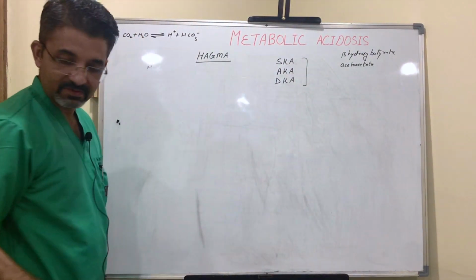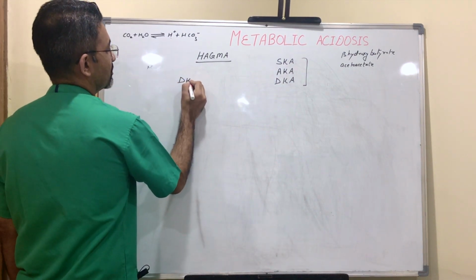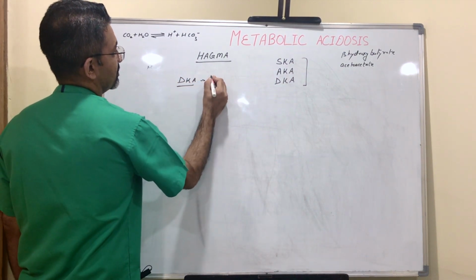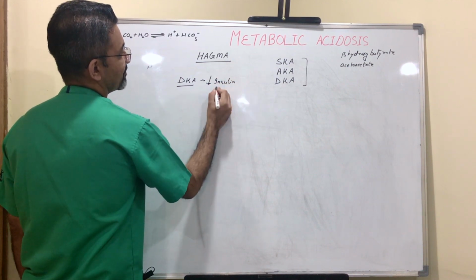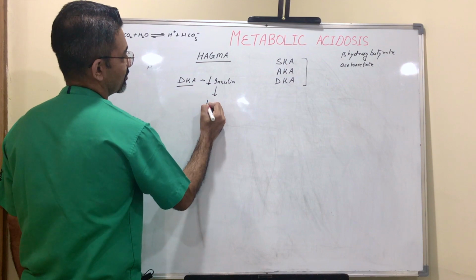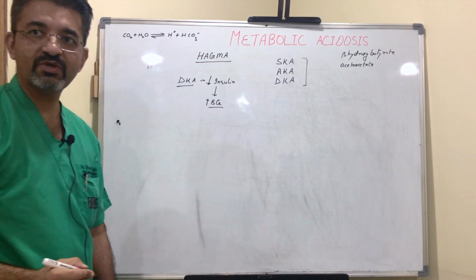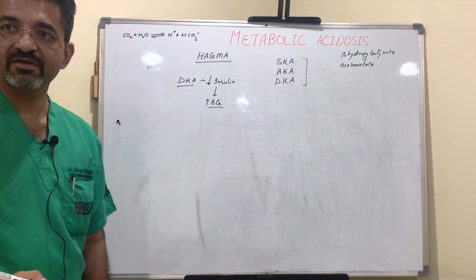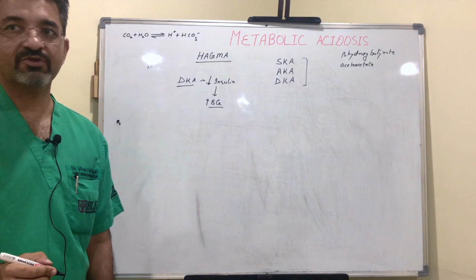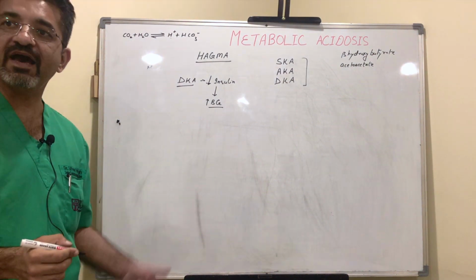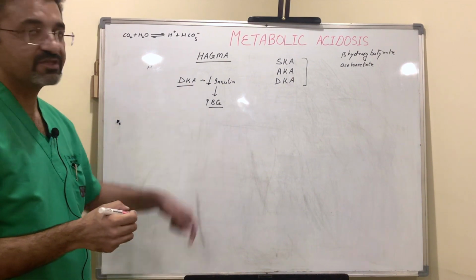So what happens in diabetic ketoacidosis? In DKA you have a deficiency of insulin. If you have deficiency of insulin, what will happen to your blood glucose? It goes up. You have hyperglycemia, but technically you have glycopenia in your cells. Your cells are unable to utilize the high amount of glucose circulating in your blood because of absolute deficiency of insulin.